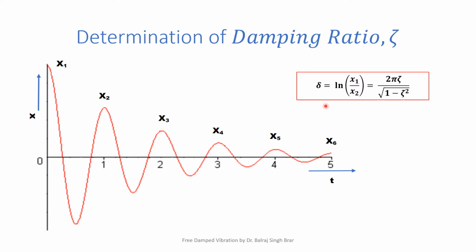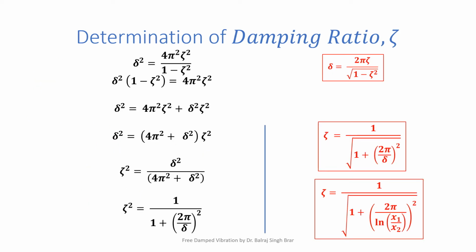And whether we take the ratio of x1 by x2 or x2 by x3, these are constant for a vibration system. And from the definition of logarithmic decrement, delta is equal to natural log of x1 by x2, which, we have already derived in the previous lectures, is equal to 2 pi zeta by under root of 1 minus zeta square. We will be opening up this equation and finding the value of zeta when delta is known. So delta is 2 pi zeta by under root of 1 minus zeta square.